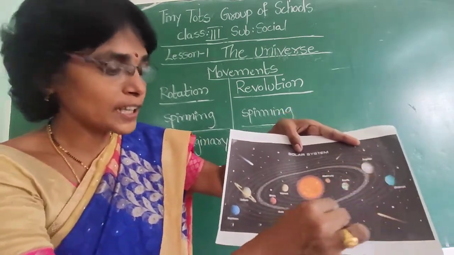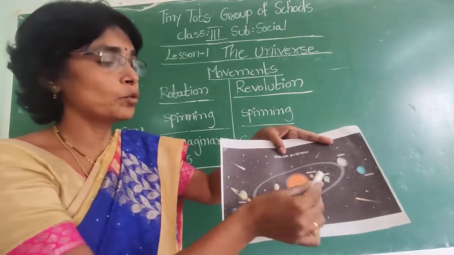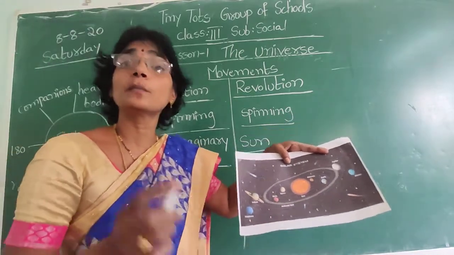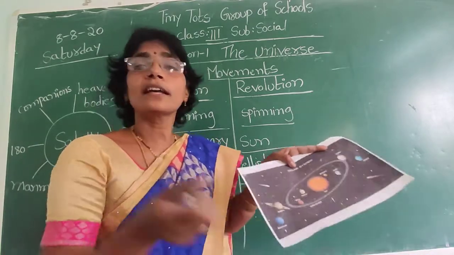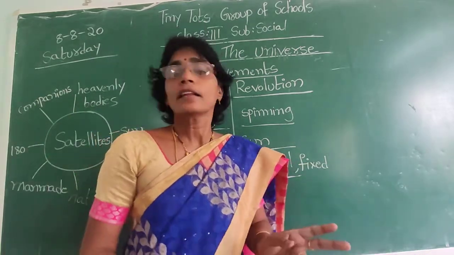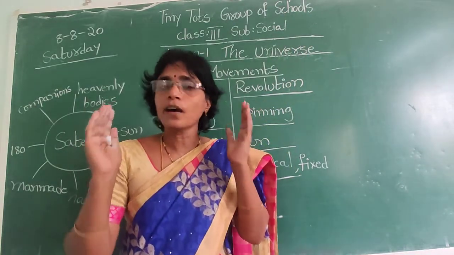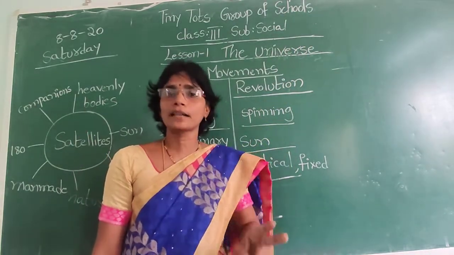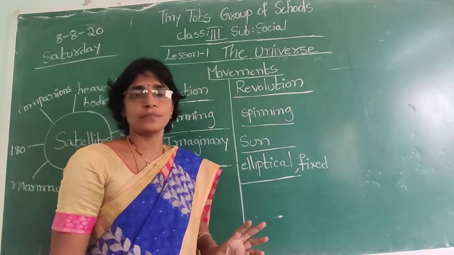They are going in their fixed orbits only. If they move this side or this side, there will be a lot of damage or problems. So, there are eight planets and they are moving around the sun in their fixed orbits. There are two planetary movements. One is rotation and another one is revolution.